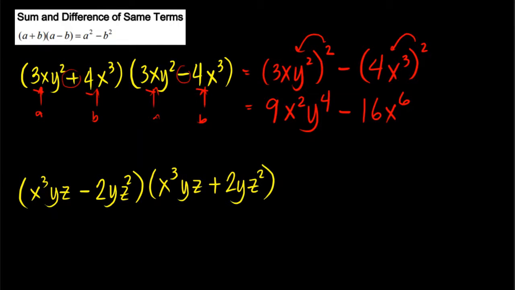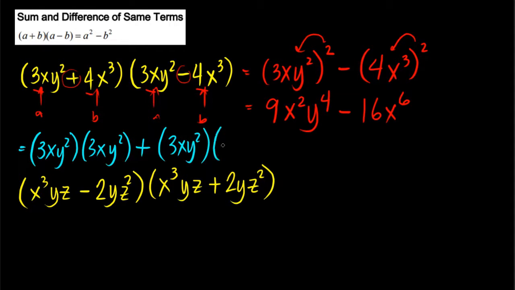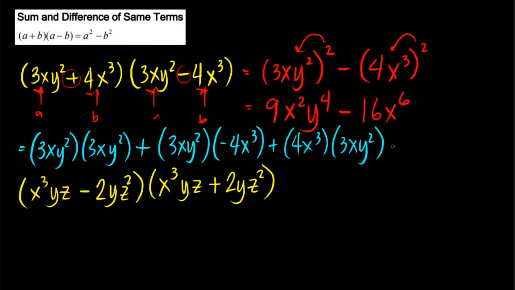So, this is still based on FOIL. And let's just investigate if we can get the same answer using the FOIL method. If we use FOIL, the first is 3xy squared times 3xy squared. The outer is plus 3xy squared times negative 4x cubed. Plus inner, which is 4x cubed times 3xy squared. And last, which is 4x cubed times negative 4x cubed.